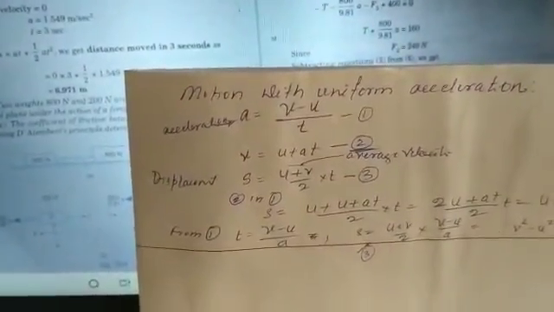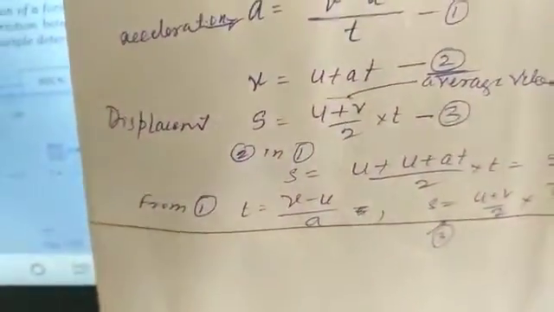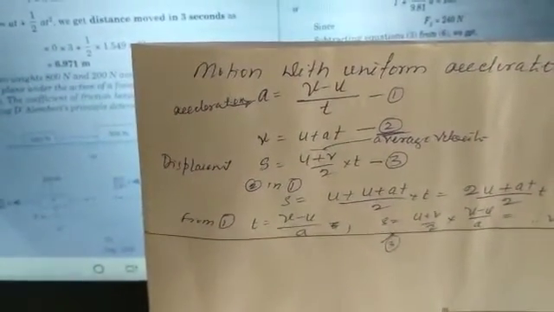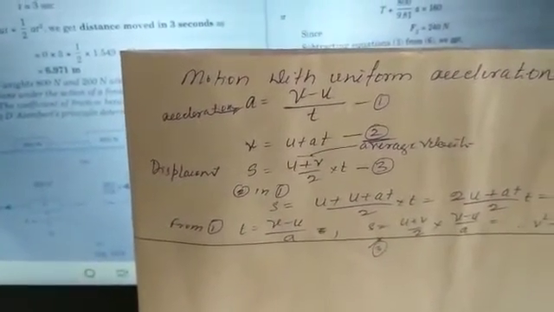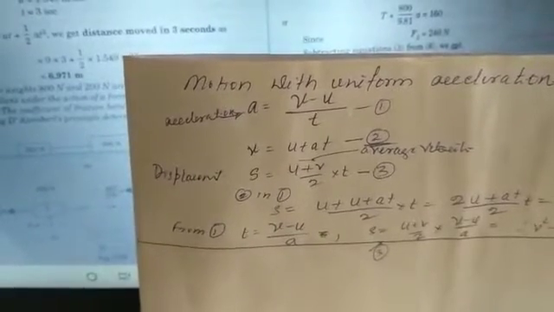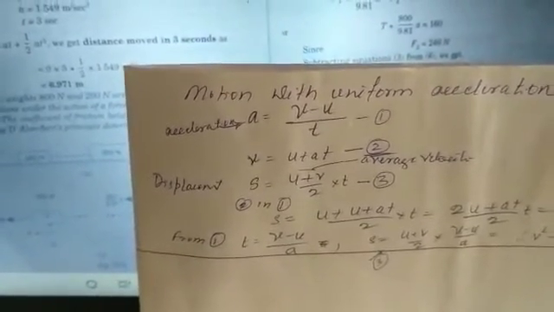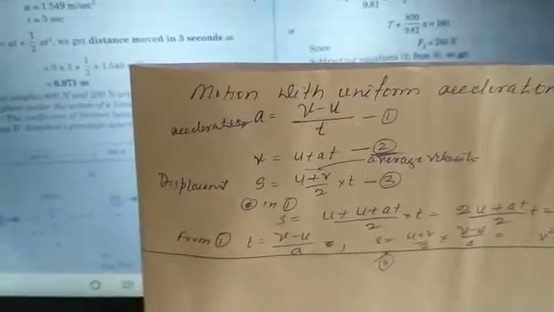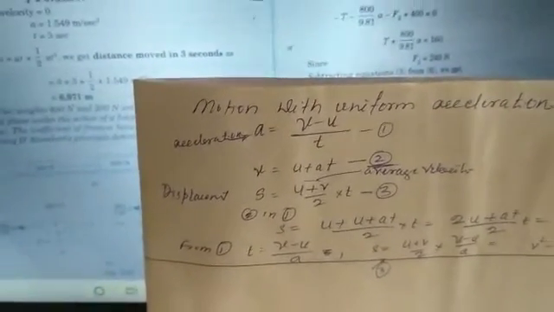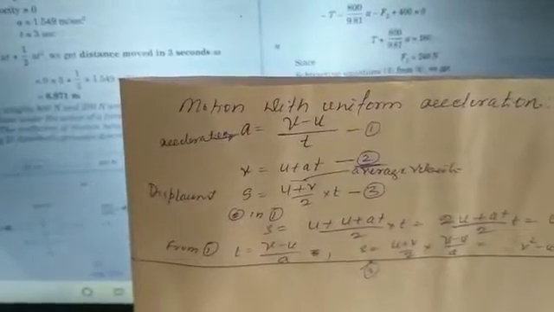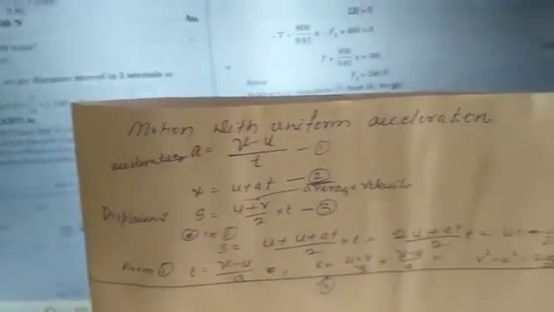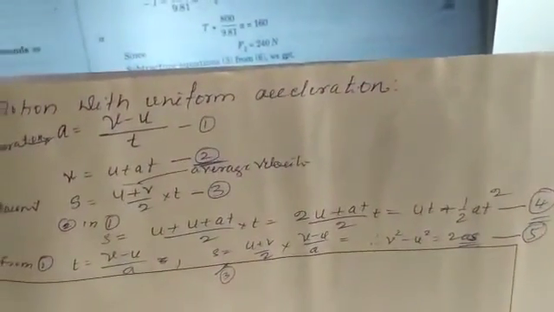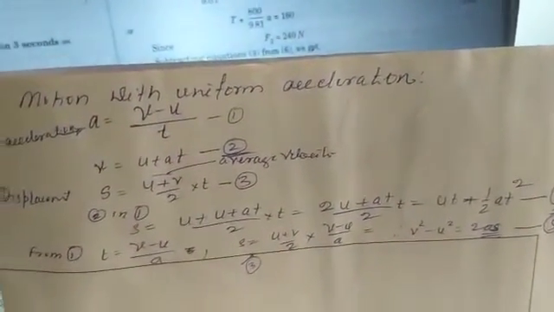So by substituting equation 2 in equation 3, instead of v you substitute u plus at, and that equation will be converted into s equal to ut plus half at square. This is the next standard equation.